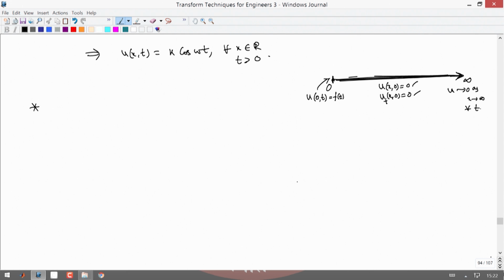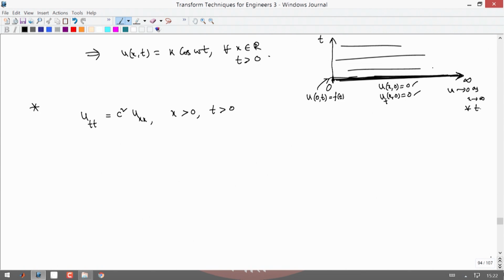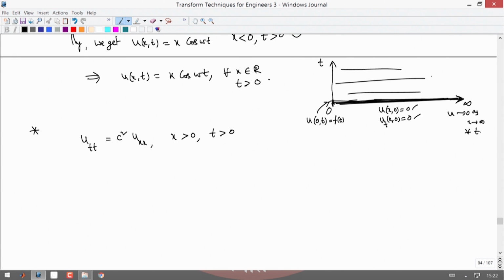So, how do we put this as a boundary value problem? This is transverse vibrations in a semi-infinite string, so the wave equation is satisfied: u_tt equals c squared u_xx, where x is positive and t is also positive. So, this is your domain. If you look at it this way, with x and t axes, this is a semi-quarter plane, and this is your domain.